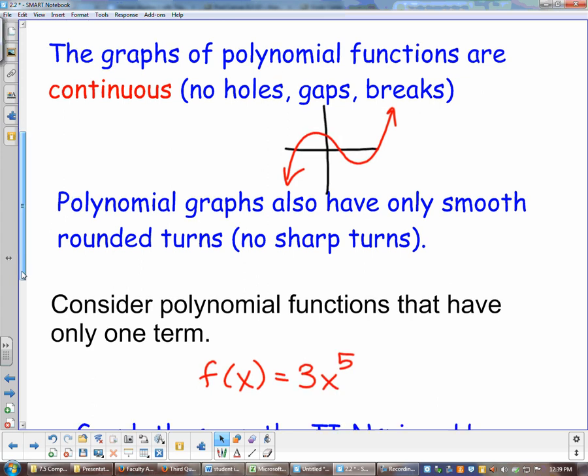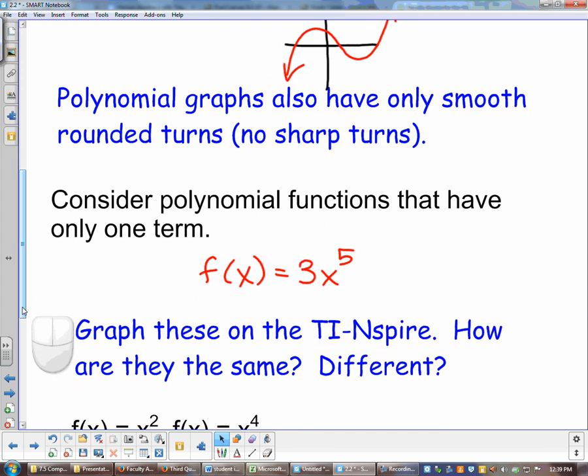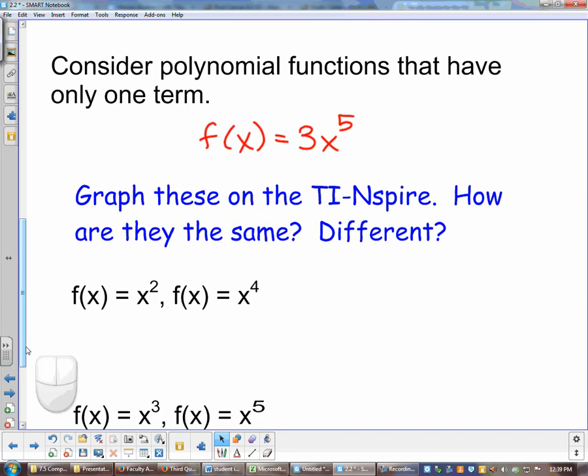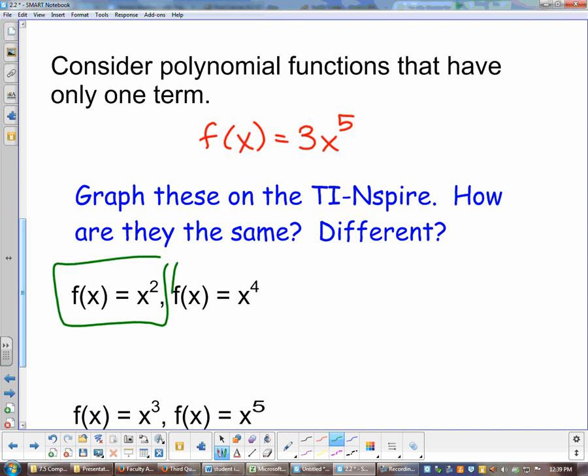All right. Consider polynomial functions that have only one term, like f of x equaling 3x to the fifth. If we graph these on the Inspire, like x squared and x to the fourth, how are these going to be similar? How are these going to be different?